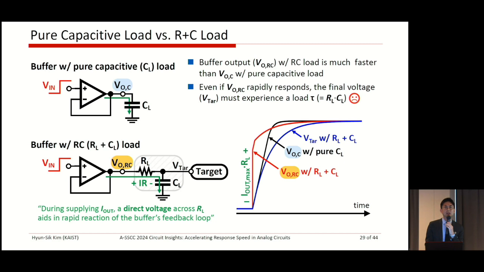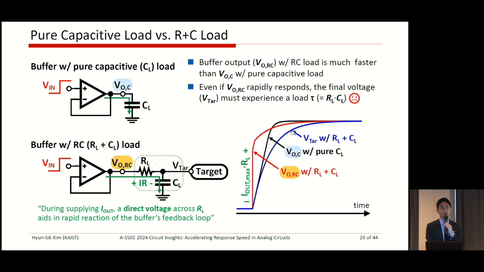However, in this RC load system, our actual interest is here. This is the target node voltage, right? Even if a very fast response can be achieved here, this signal must experience the load time constant to be delivered to here, right? So the time constant is a physical constraint and we cannot overcome it, right? Therefore, the blue line is the response of this node.